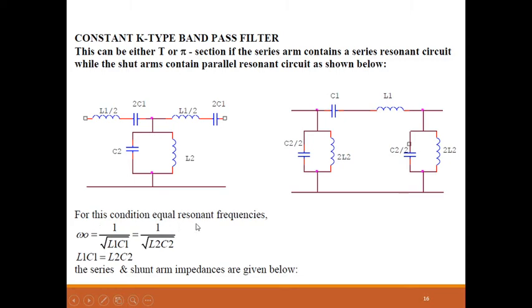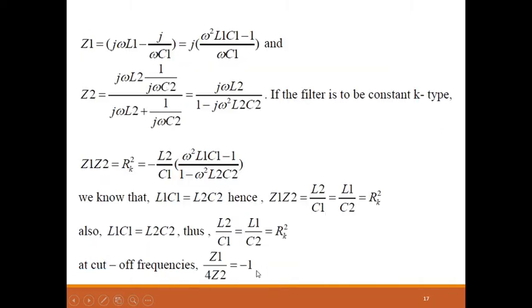For these conditions, the resonant frequency omega naught is equal to 1 divided by the square root of L1C1, which is equal to 1 divided by the square root of L2C2. It means the product of inductive and capacitive reactance should be equal in both cases. The series and shunt impedance is given below. Z1 is equal to j omega L1 minus j divided by omega C1.